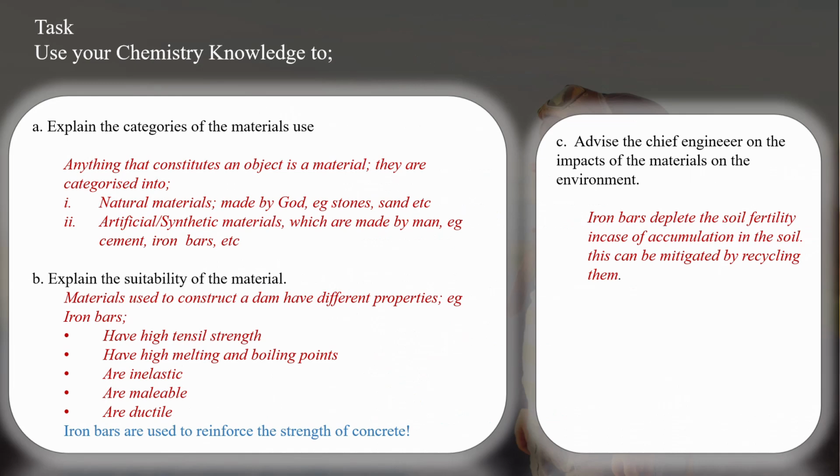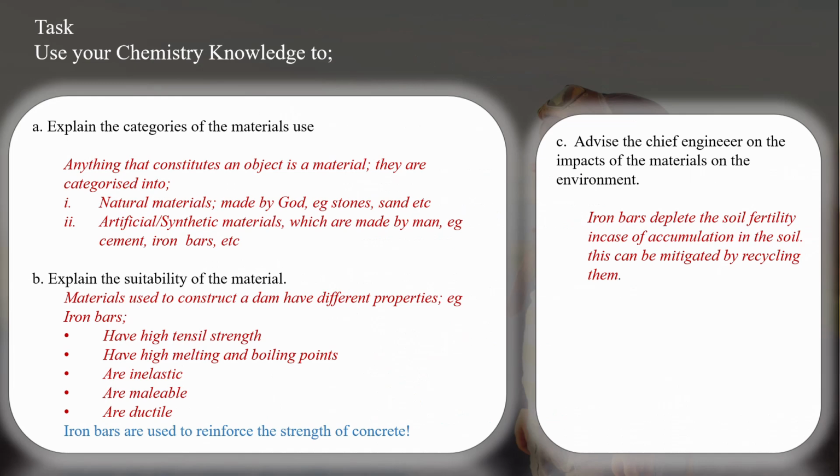Now, someone can choose, because in the construction of the dam, they can use both natural and artificial materials. So you can choose to write about one. You can choose a natural material, where you say the chief engineer should use a natural material made by God. For example, you give an example, right?